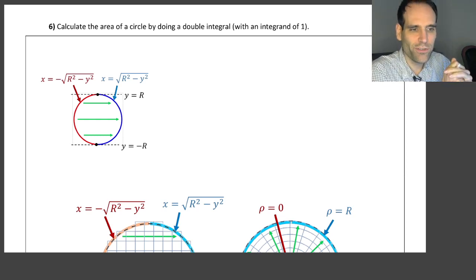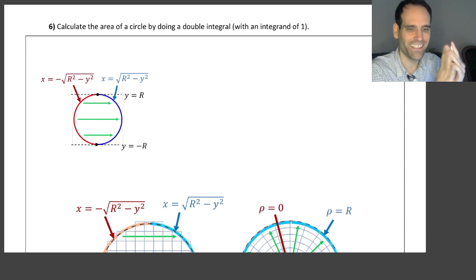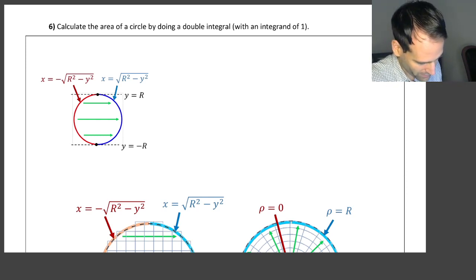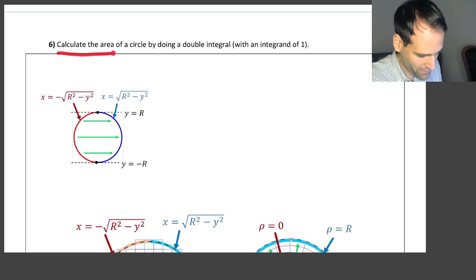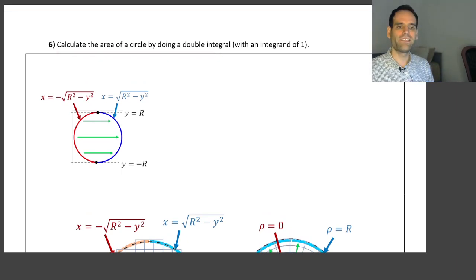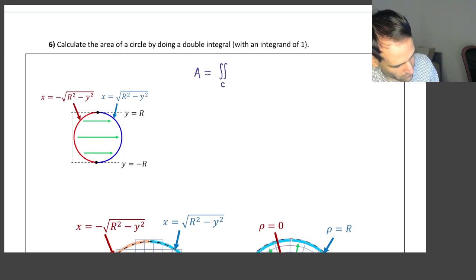I'm really excited to do this problem with you. Why? Because it's such a fundamental thing. So this problem says, calculate the area of a circle by doing a double integral. Okay? So area is the double integral over the circle of dA.